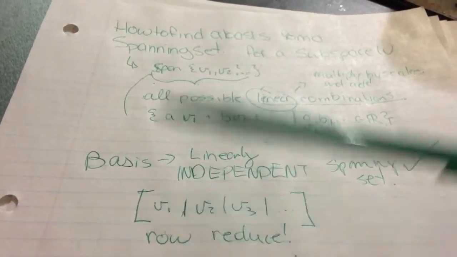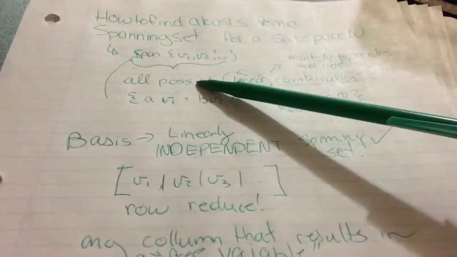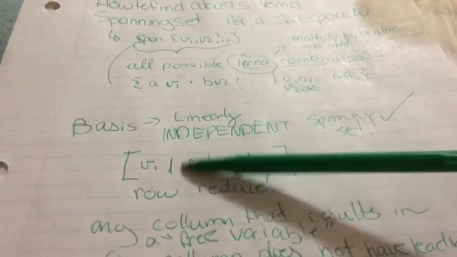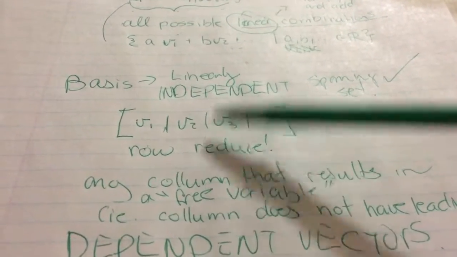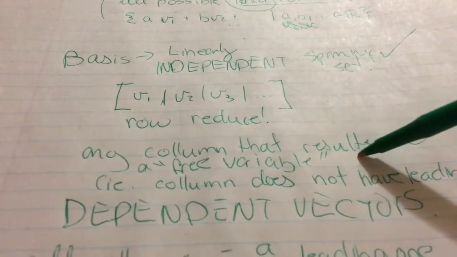So we want to find a basis, so we need a linearly independent spanning set. We already have that it's a spanning set, right? It's already spanning. So now we just have to check the independence of these vectors. So throw them in a matrix and row reduce. So this is just saying that V1 is column 1, V2 is column 2, V3 is column 3. Any column that results in a free variable.